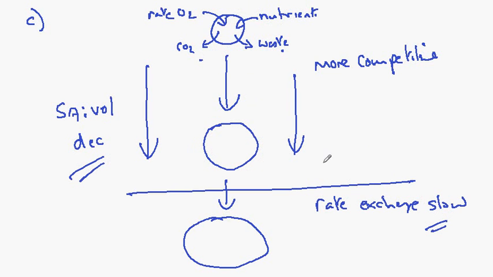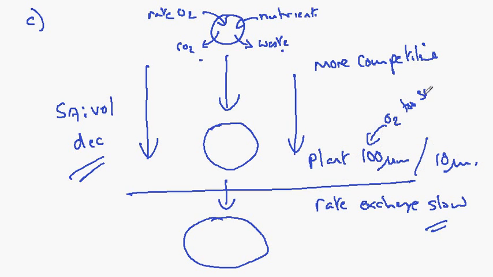And the answer is that for plant cells, they can get as big as 100 micrometers, and animal cells can get as big as 10 micrometers. Beyond this, plant cells, if they get bigger than this, the rate of uptake of oxygen is too slow because the ratio is too small.